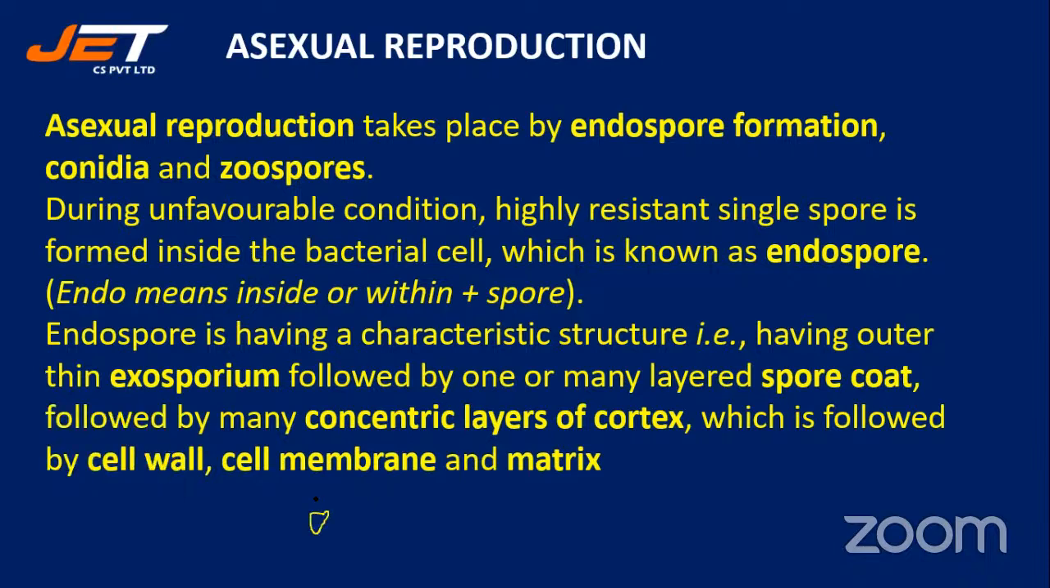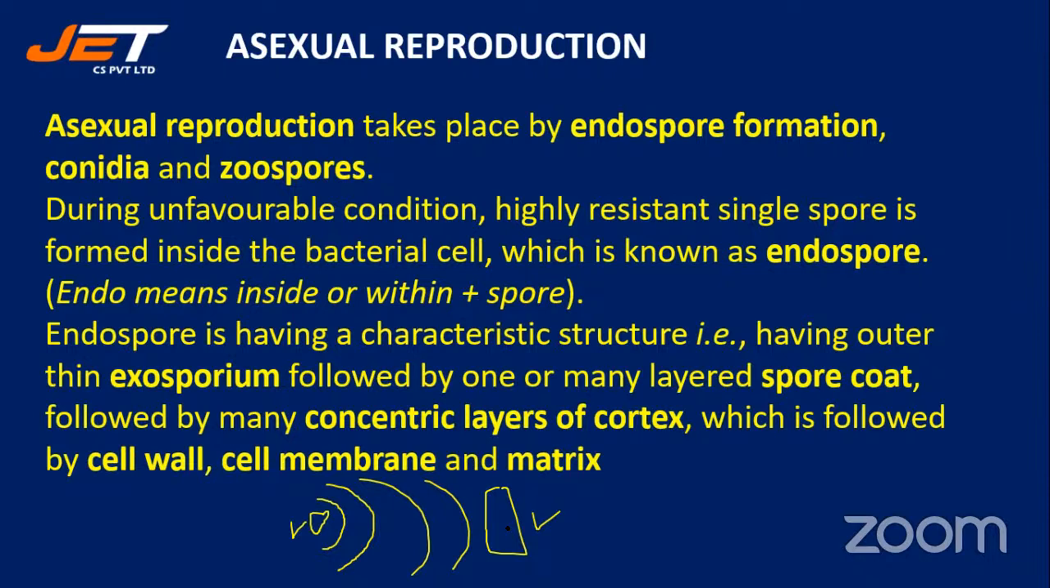Exosporium, then above exosporium, this is the spore coat. Then this is the concentric layer of the cortex. Then there is the cell wall. Then there is the cell membrane. And then there is the matrix of the bacteria. Okay, so this is the most external structure. This is the most internal structure. So this is the exosporium, spore coat. This is the spore coat. This is the exosporium. This is the concentric layer of the cortex, cell wall, cell membrane. This is the matrix of the bacteria.